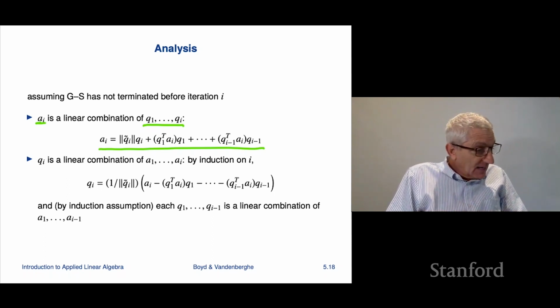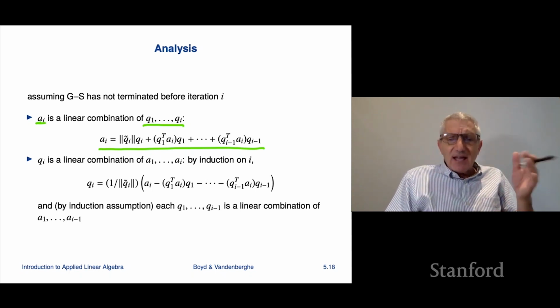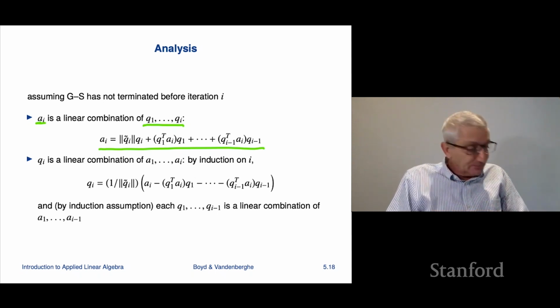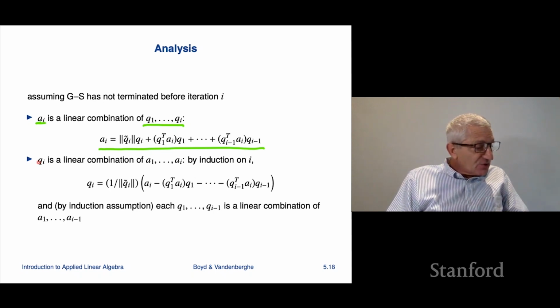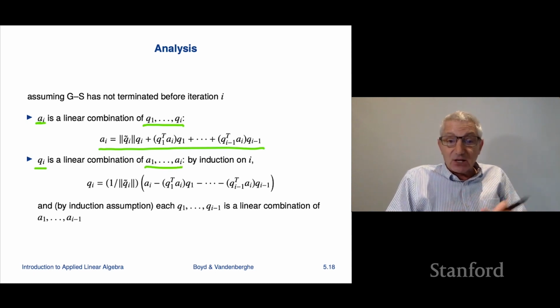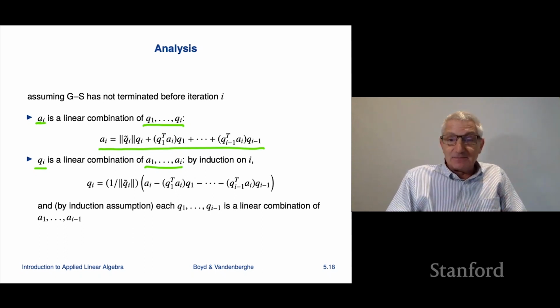Okay. In fact, that's one of the ways we could say it: each A_i is a linear combination of Q_1 up to Q_i. And it turns out the reverse is true too. Each Q_i is a linear combination of A_1 through A_i. And again, you can see that by induction. I'm not going to go into the details there, but that's the case.